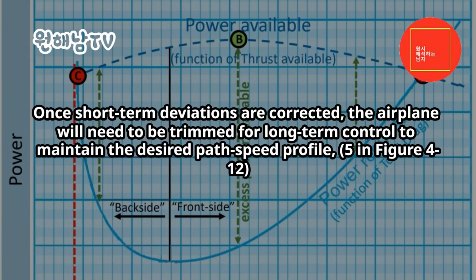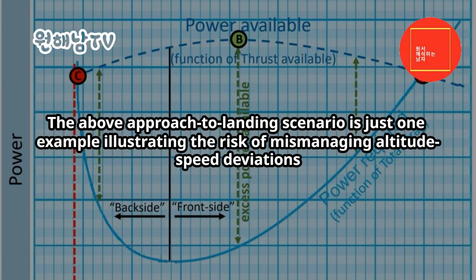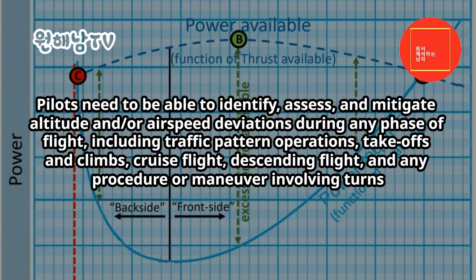Once short-term deviations are corrected, the airplane will need to be trimmed for long-term control to maintain the desired path-speed profile, 5 in Figure 4-12. The above approach to landing scenario is just one example, illustrating the risk of mismanaging altitude-speed deviations. Pilots need to be able to identify, assess, and mitigate altitude and/or airspeed deviations during any phase of flight, including traffic pattern operations, takeoffs and climbs, cruise flight, descending flight, and any procedure or maneuver involving turns.